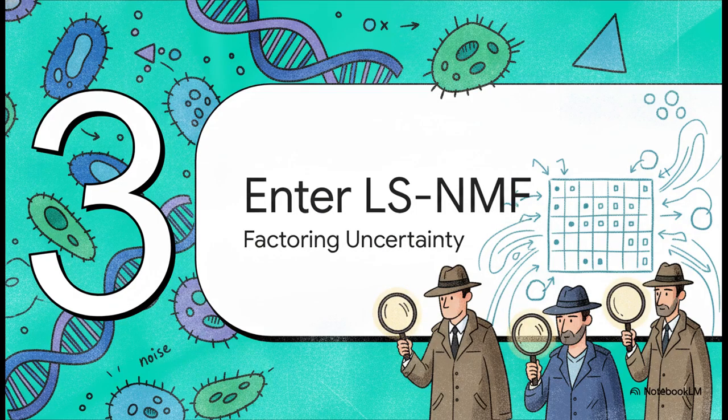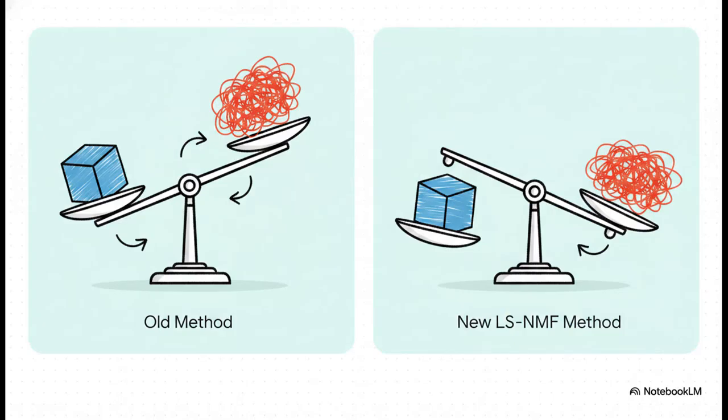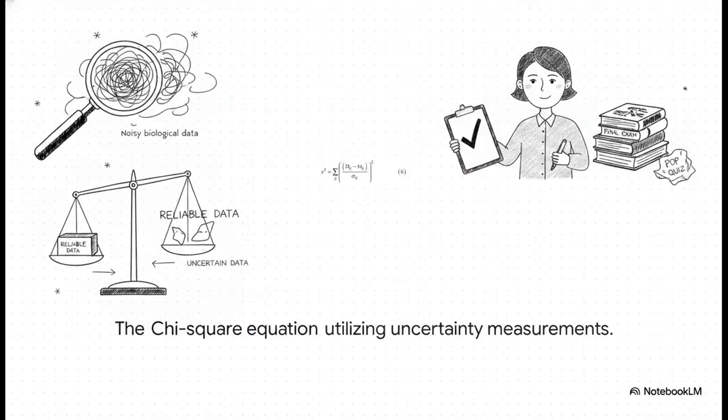Section 3. Enter LS NMF, factoring in the uncertainty. A really brilliant team of researchers, Wang, Consequently, and Ox, realized this flaw and decided to build a better detective. They created least squares non-negative matrix factorization, or LS NMF. Let's look at the stark contrast between the two. While standard NMF uses RMSD and blindly treats all data equally, LS NMF uses a chi-square error measurement. This is a game changer because it actually factors in the variance. It explicitly weighs the highly reliable, precise data much more heavily than the noisy high-variance data. It finally puts those uncertainty estimates to work. And here is exactly how they did it.